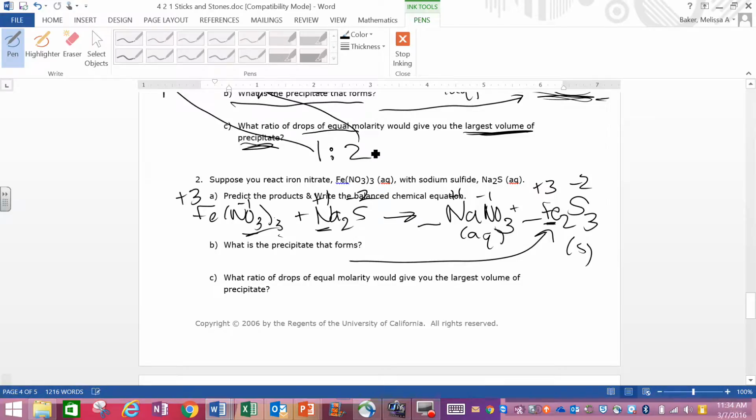We've got Na2, NO3, 3. Let's start here. Fe2, we're going to need a 2 out front of the Fe. S3, we're going to need a 3 out front of the S. Now that makes 3 times 2, that's 6 Na and 6 nitrates, so we're good. What is the ratio of drops that would give you the largest amount of product? Check the numbers out front. It would be a 2:3 ratio.